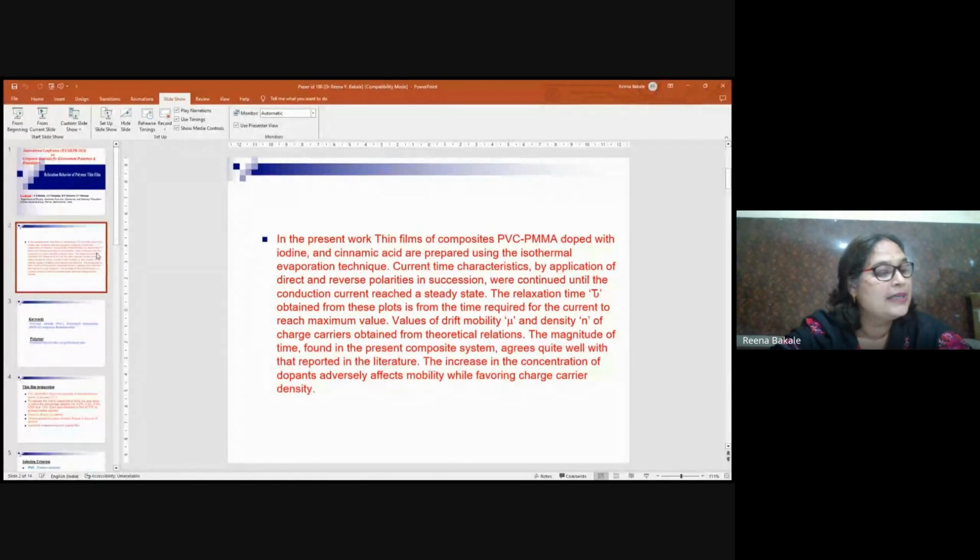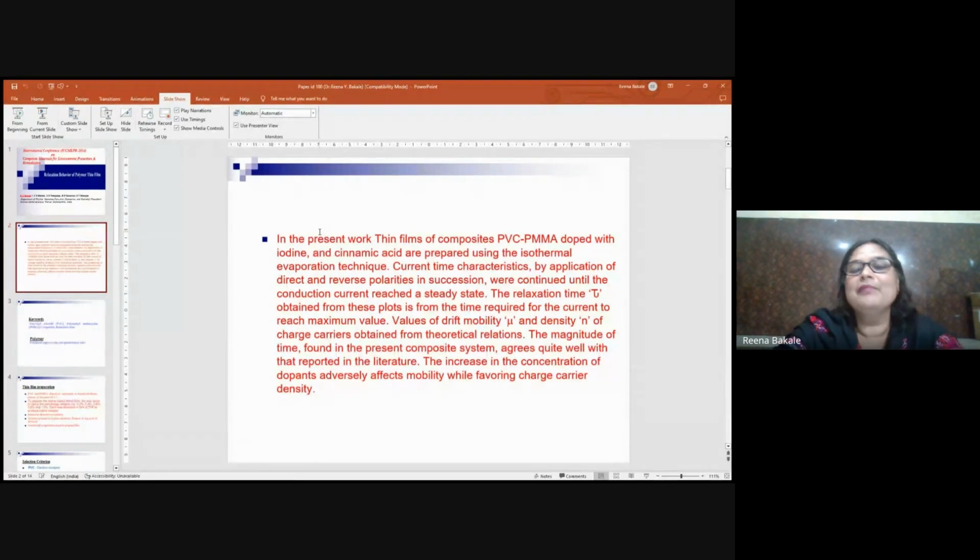Polymer relaxation is nothing but the time referred to the speed at which the polymer reaches equilibrium after an external force has been applied. On that basis we have to prepare these two films and make the selection criteria for the two polymers, that is PVC and PMMA. We select these two polymers on the criteria of proton donor and proton acceptor.